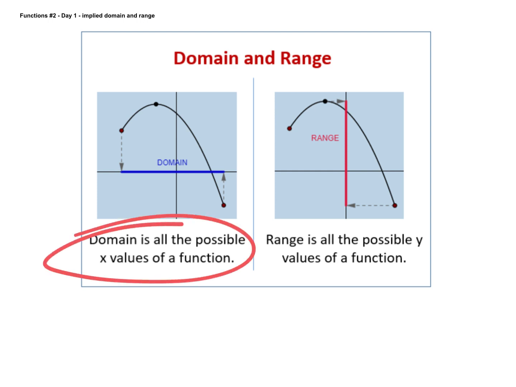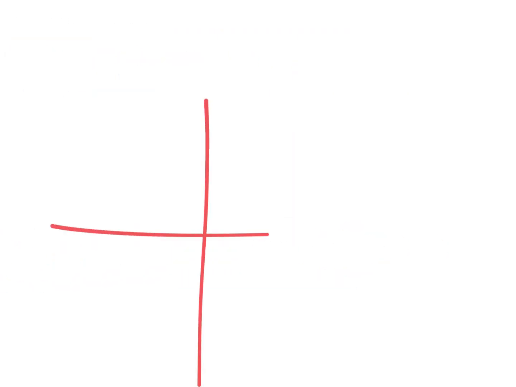Domain is all the possible x values. Range is all the possible y values. You could be asked for that on a test. It would be as simple as that. Domain's all the possible x's. Range is all the possible y's. So if I give you a graph and I say, what's the domain of this graph?